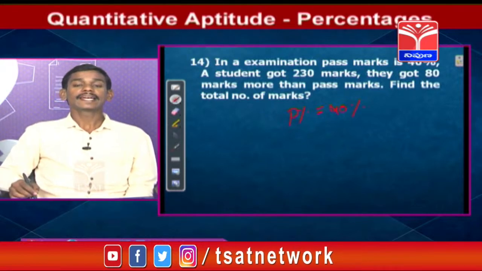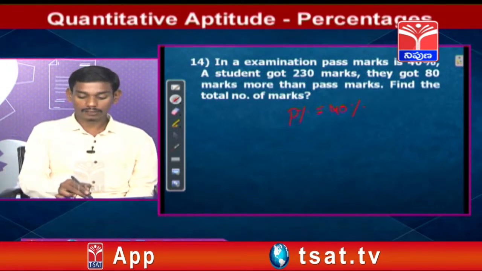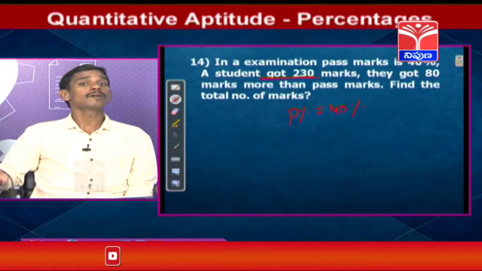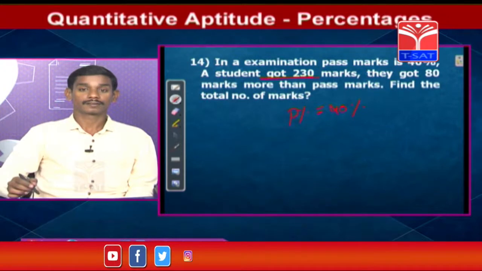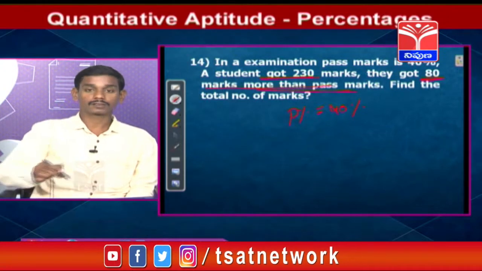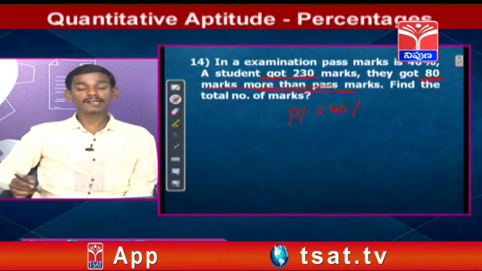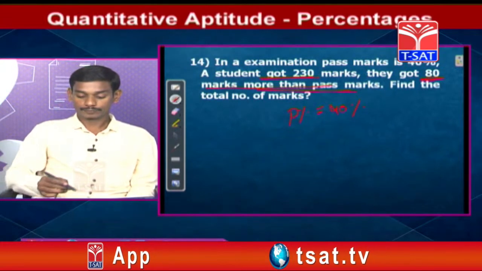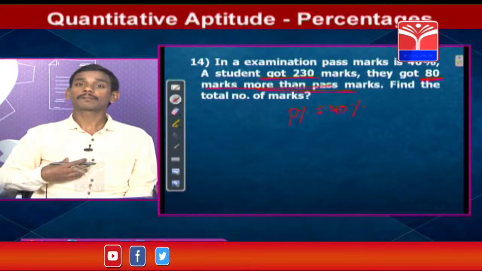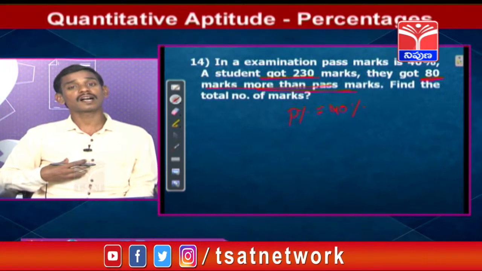40%. A student got 230 marks, and he got 80 marks more than the pass marks. So a student got 80 marks more than the pass marks. Okay. So what is the pass marks right now? For example, I am the student, 10 marks is the pass marks, but I got 5 more marks, which means how many marks did I get? 15.